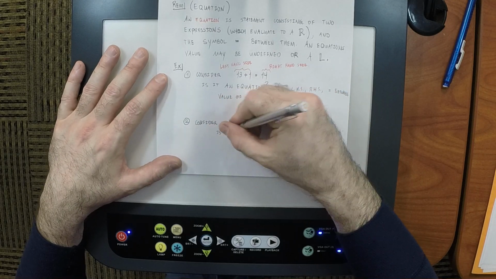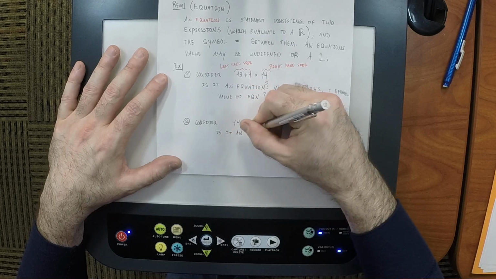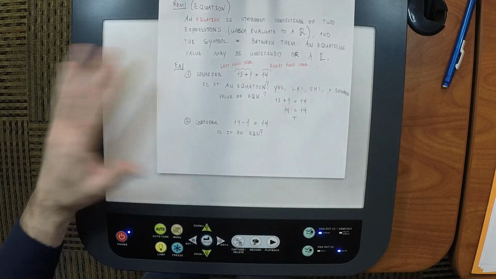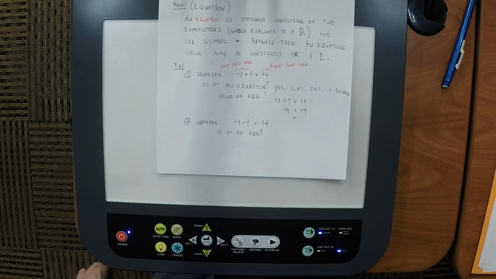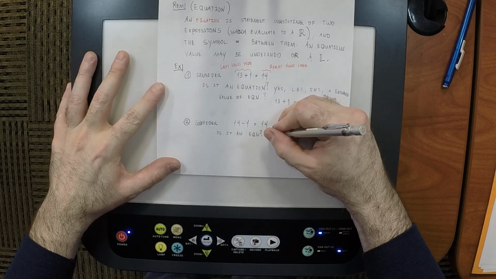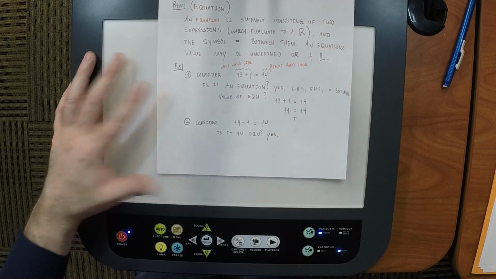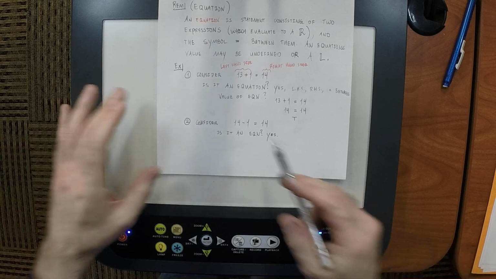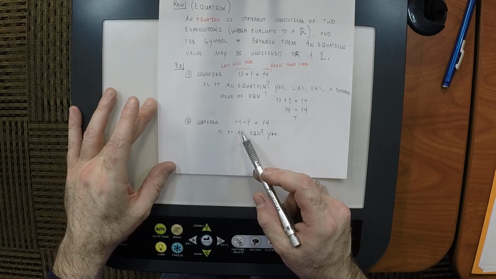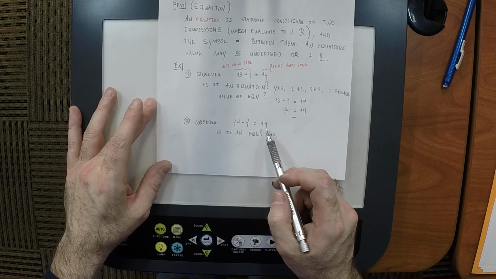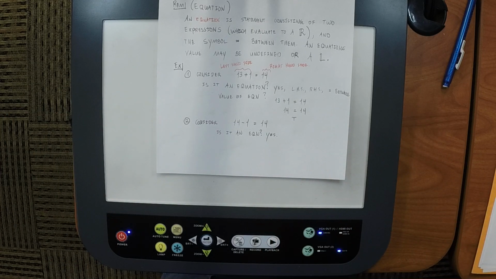So first question, is it an equation? Yes. Now, if you're feeling uncomfortable about that, then don't worry, you're in good company. But so the answer is yes, it is an equation. Now, why is it an equation? Right. It's got two expressions, a left-hand side and a right-hand side, and an equal in between them. So is it an equation? Yes, it's an equation.